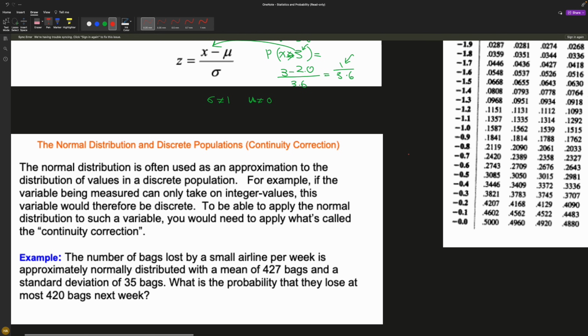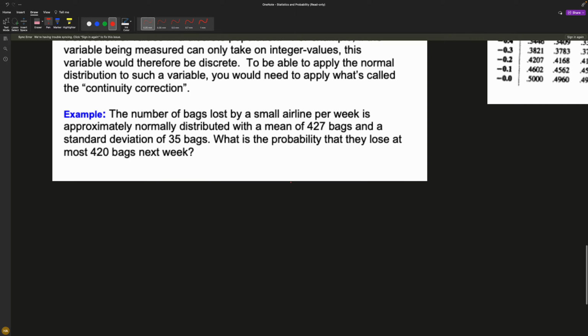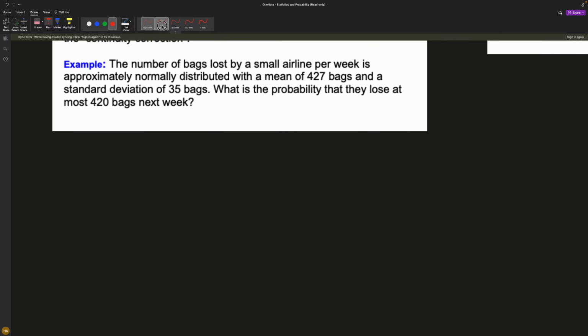Now we are going to see how you can use a standard normal distribution for discrete variables. It says the normal distribution is often used as an approximation to the distribution of values in discrete populations. You could read the rest. The whole point is, there's only one trick to discrete. It's literally the exact same way, except there is one.